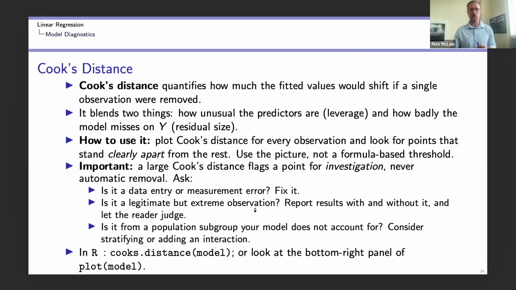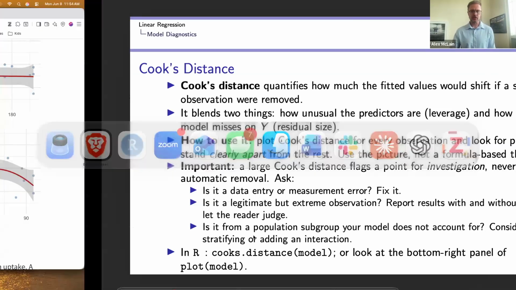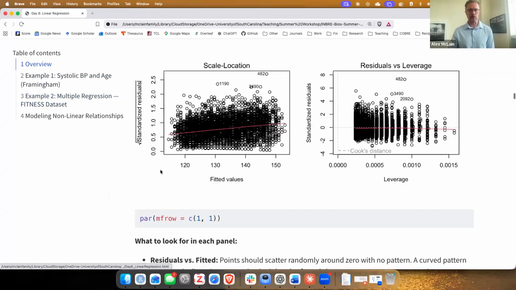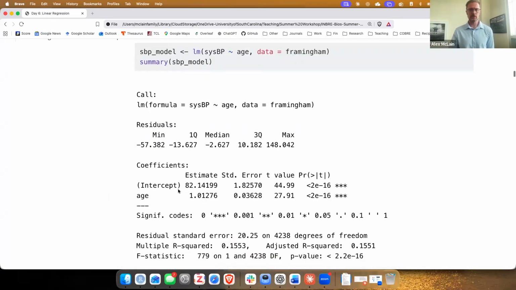Okay, that's just something we could report the results with or without it, and let the reader judge. Is it from a population subgroup that your model doesn't account for? So is this somebody that our model just doesn't work well for this type of people? Okay, we can consider adding an interaction term, something like that. So let's look at this, and let's go to the systolic blood pressure example first.